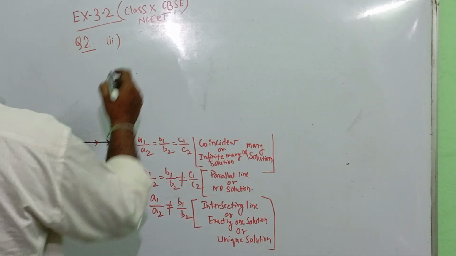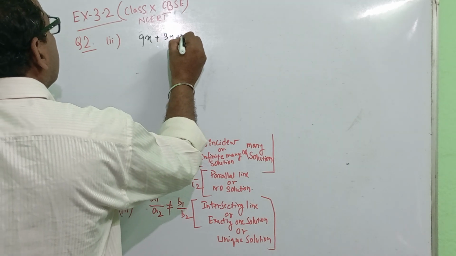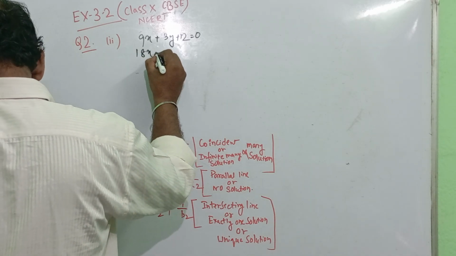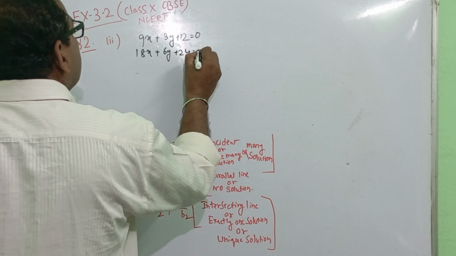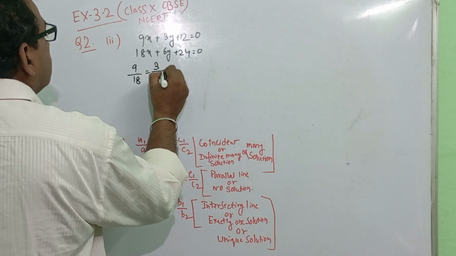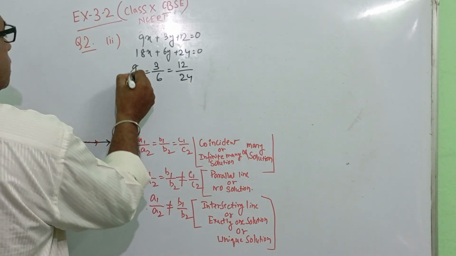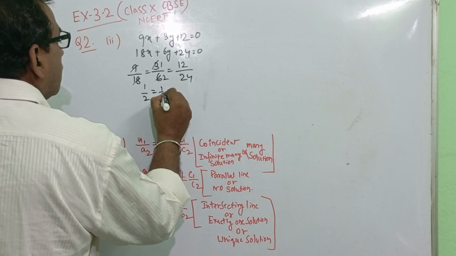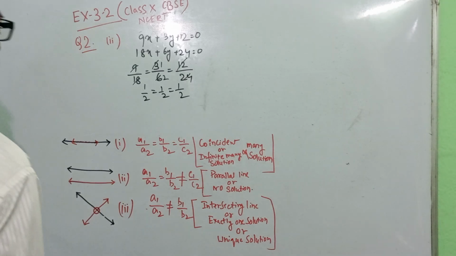Question number 2. This is given: 9x plus 3y plus 12 is equal to 0, and 18x plus 6y plus 24 is equal to 0. Now what do we write? 9 by 18 is equal to 3 by 6 is equal to 12 by 24. Now what happened? It is 1 by 2, 1 by 2, 1 by 2.